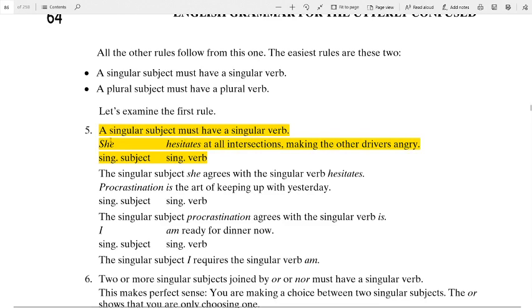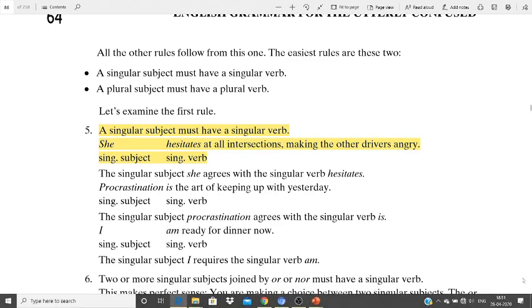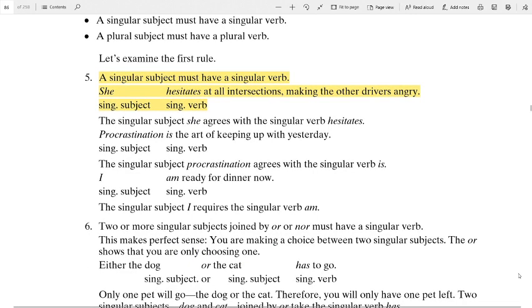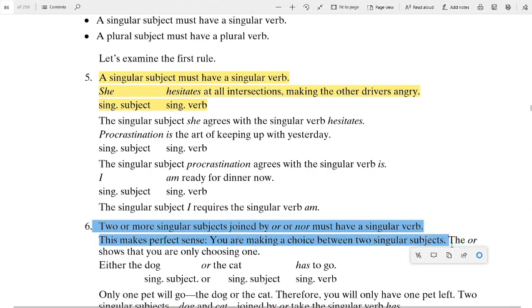If it is third person plural, for instance they, so you have to take hesitate. So the singular subject, she, agrees with the singular verb hesitates, so the subject is having an agreement with the verb here. Okay, and next, this was the first rule. And next, two or more singular subjects joined by or, nor must have a singular verb.